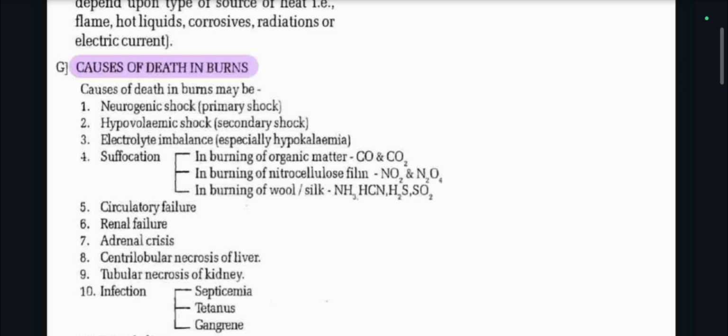So repeat it after me. Neurogenic shock, hypovolemic shock, electrolyte imbalance, suffocation due to gases such as carbon monoxide, carbon dioxide, then hydrogen sulfide, ammonia, NO2 and HCl. Then circulatory failure, the heart fails, renal failure, basically the patient's kidneys fail, adrenal crisis, centrilobular necrosis of liver, tubular necrosis of kidney and infection. What is infection due to? Infection like septicemia, tetanus and gangrene.